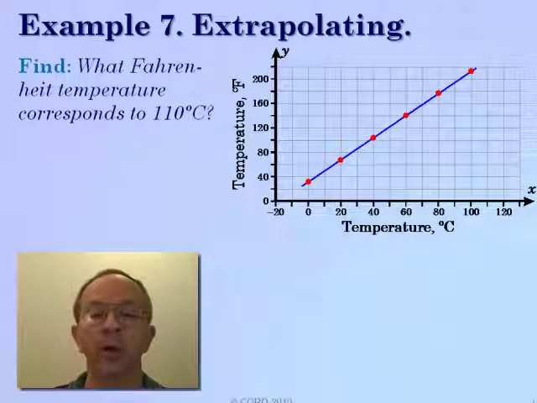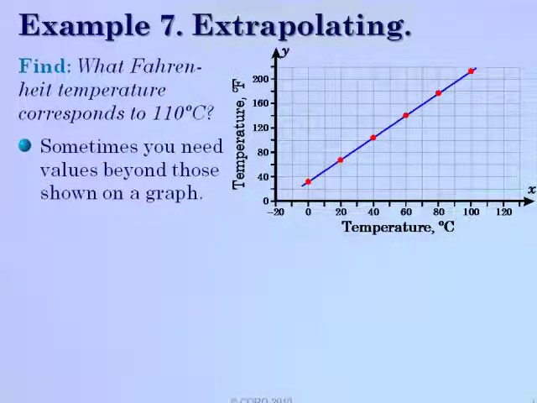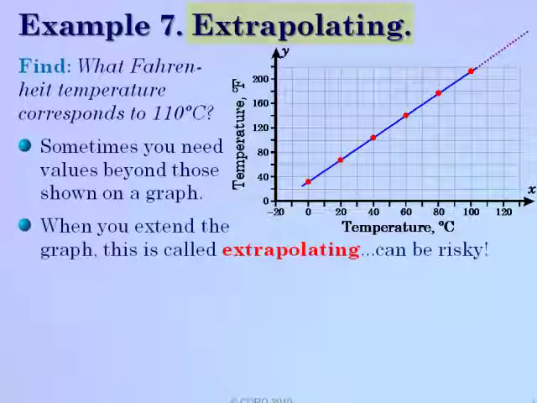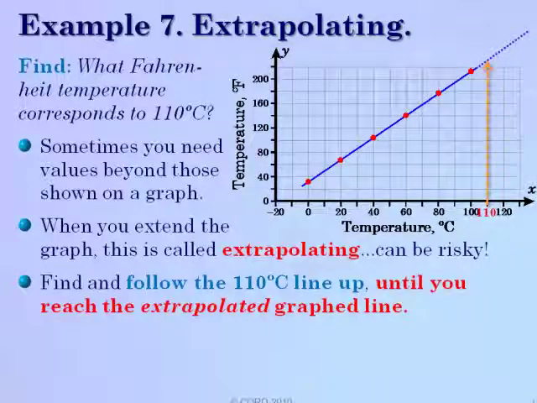And similarly, what Fahrenheit temperature corresponds to 110 degrees Celsius? How far does our line go? It only goes out to about 100. So sometimes you might need to have values beyond those shown on the graph, and that's called extrapolating. When you extend the graph, that can be a little risky, all right? So we have to do this with some caution.